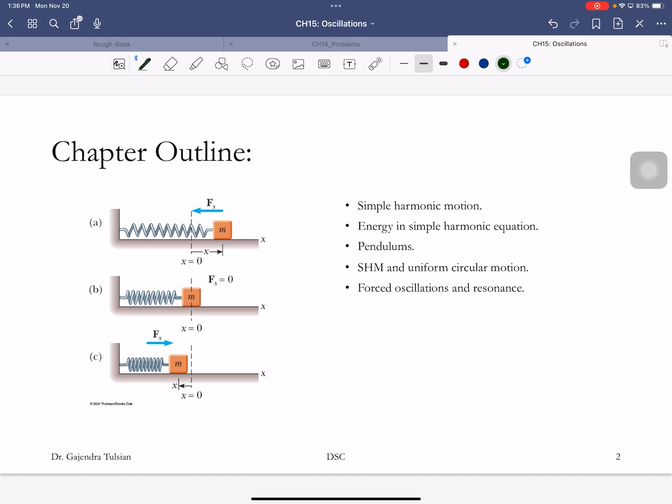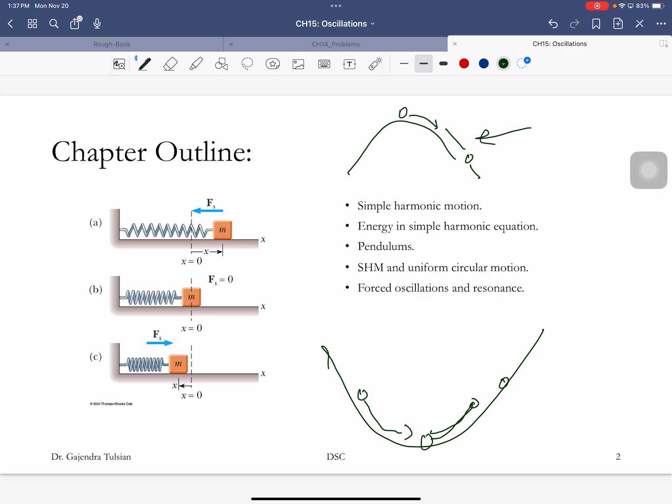So for instance, here is another system. Here's a marble in a valley. This is the equilibrium position. You disturb it from there, gravity will bring it back. Can you think of a system where forces will not bring it back to equilibrium? A hill. You put a marble on a hill, you disturb it from an equilibrium position, it'll run away. This system will not oscillate. This system will oscillate.